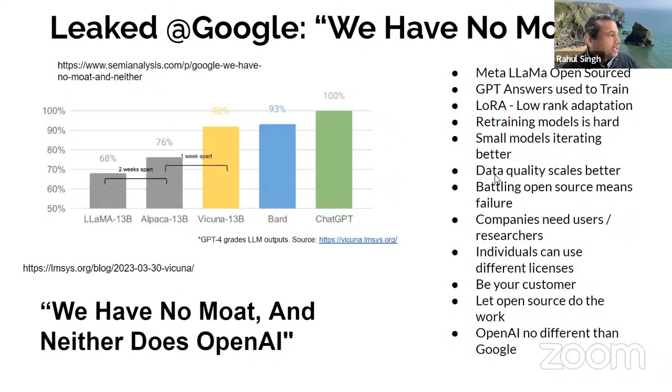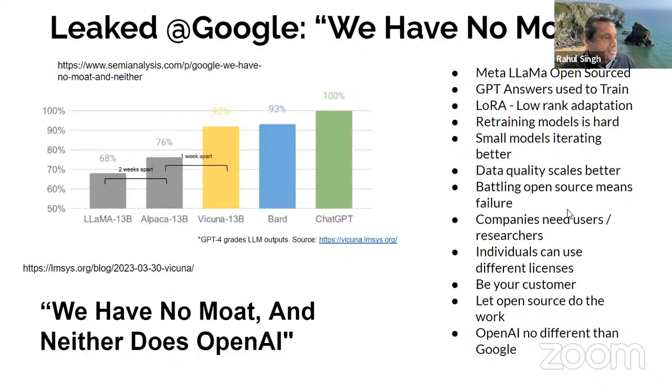Battling open source means failure, because when Meta/Facebook open sourced Llama, they basically had the whole world take it and start using it. Even though it was for non-commercial purposes, lots of researchers started to play with it. And now we have something called Stable Vicuna, which you can use for commercial purposes. You have something like Dolly 2.0, which you can use for commercial purposes. So people learn, and the biggest thing is that Facebook can see what these people are doing and put it back into their closed system if they wanted to. The companies need users and researchers more than the researchers need the companies.